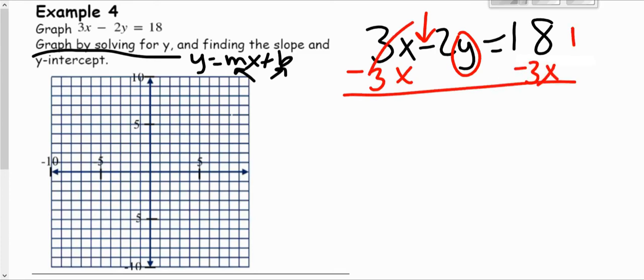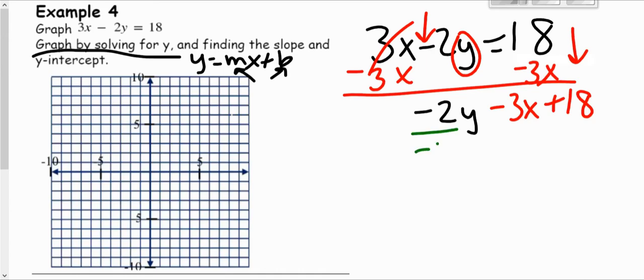Are 18 and 3x like terms? Nope. Which one do I write first? The negative 3x, and then this is a positive 18, so we're going to say plus 18. I'm going to bring down the negative 2y. And what do I do next? Divide by negative 2, and remember we want to divide all the way across.